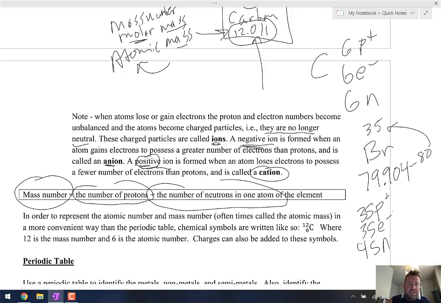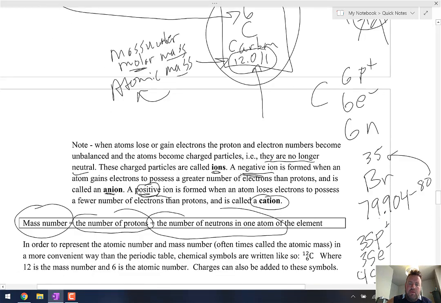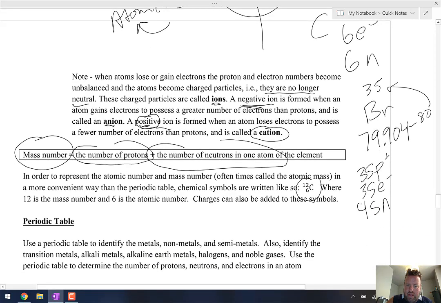In order to represent the atomic number and mass number, a lot of times you'll see it like this on the periodic table, but many times in chemistry you'll see it written like this, where the atomic mass is actually the number on the top this time, and the atomic number is the number on the bottom.